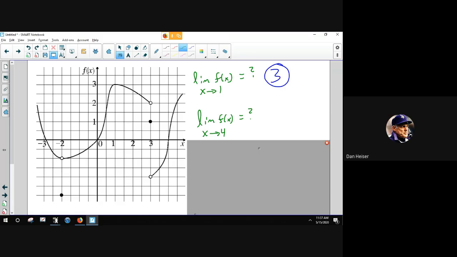Next is to find the limit of f of x as x approaches 4. So here's 4. As I approach from the left side, watch the y values. As I get closer and closer to 4, looks like they're getting close to 0. From this side, follow the path towards 4. As x is getting closer to 4, y is falling, and it's getting closer to 0. So our limit is 0.